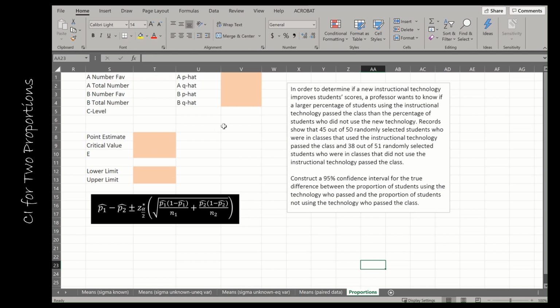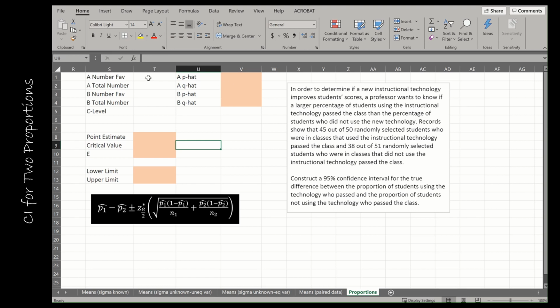On this one, I have purposely not filled in any of these formulas because we are going to fill them in together as we go. So again, all I'm doing, guys, is looking at the actual formula from your textbook that says, okay, to find the point estimate, we're going to take P1 minus P2. And again, that's P1 hat minus P2 hat. Hat just means that it is the value that we have observed.